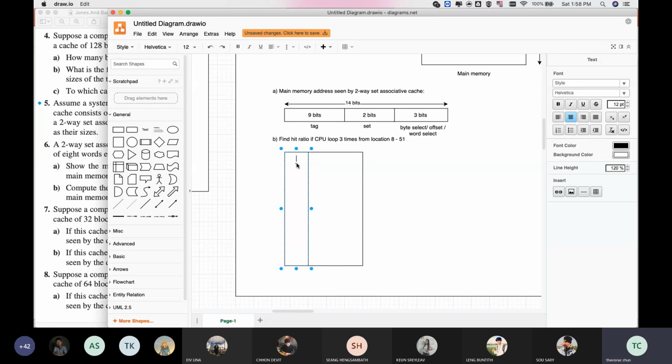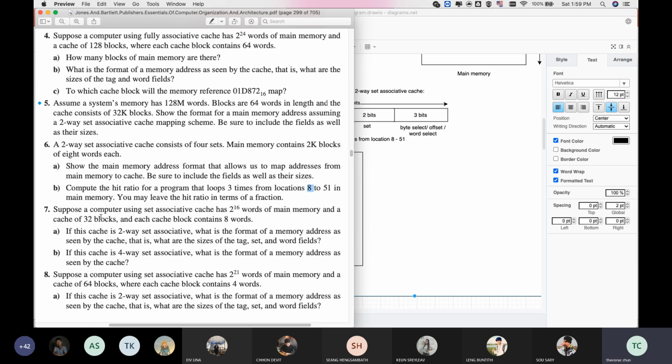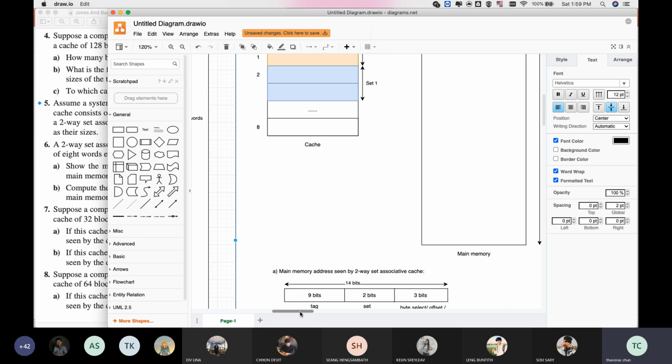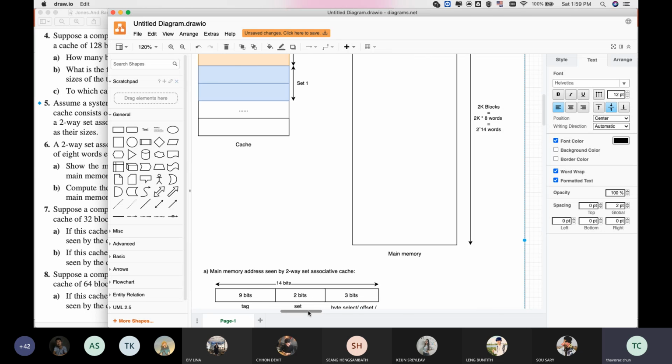Thank you, teacher. So let's keep going. So here, let's just assume from here 8, 9, something like this. This, and here address 51, all right? Okay. So here we have how many addresses in total?